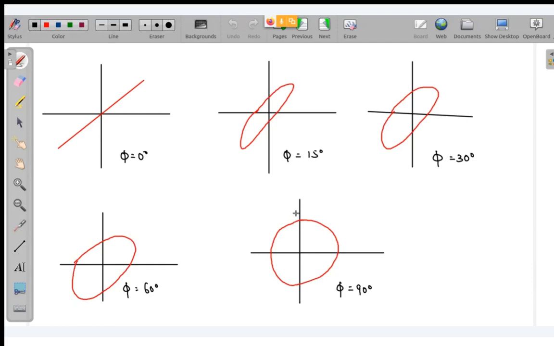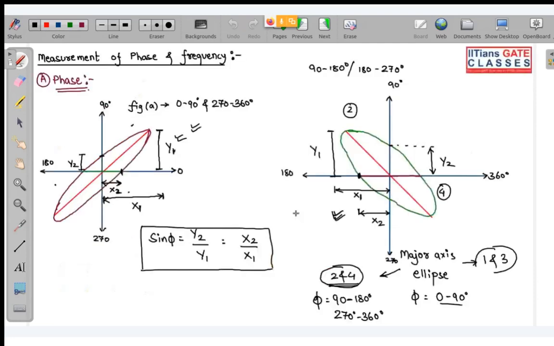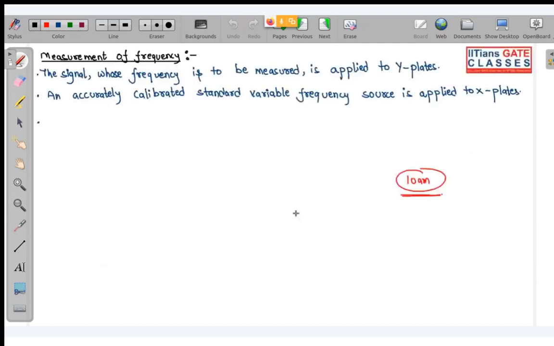Let me see if I can download some material from the internet. I couldn't get hold of my material, so in the next class, most probably I will bring questions. Today we will see the measurement of frequency. Now, this measurement of frequency is not that tough.